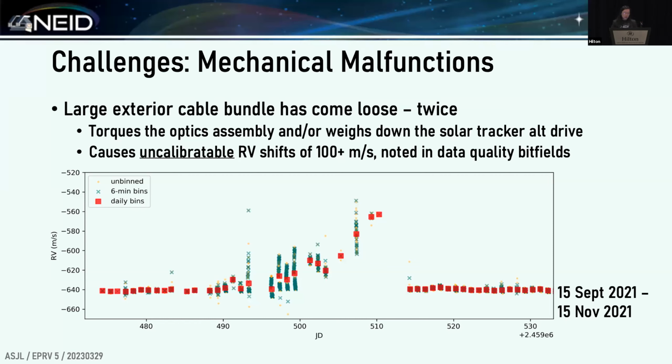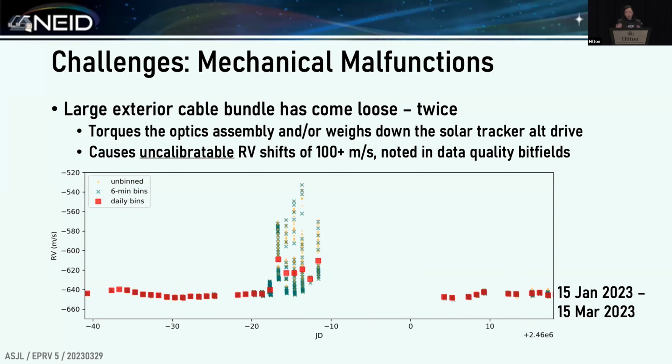So here I'm showing basically, we see the RVs slowly start to creep away from where they are. And then, once we reattach that cable bundle onto the tracker, thankfully it fixes itself fine. And this is the exact same thing that happened a couple months ago. And I would like to note that we're working on basically flagging these in the data quality bit fields. So in the future, if you're using this data, you will know that there was a tracker problem, et cetera.